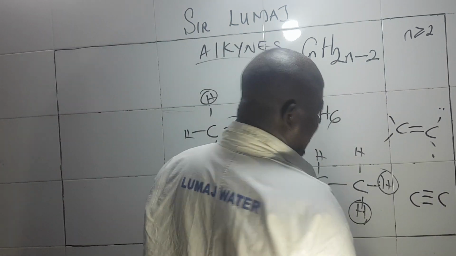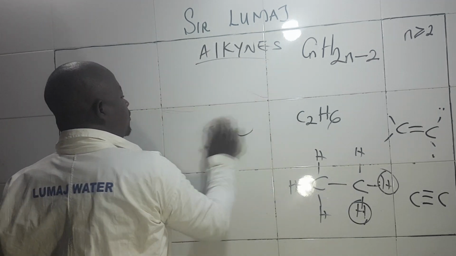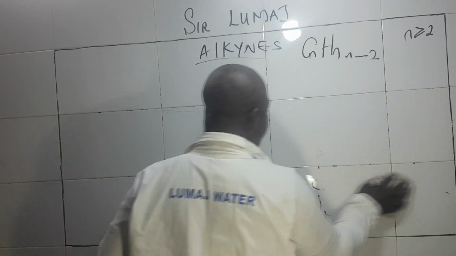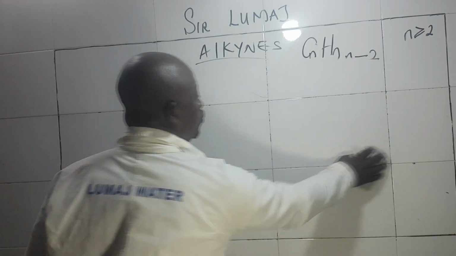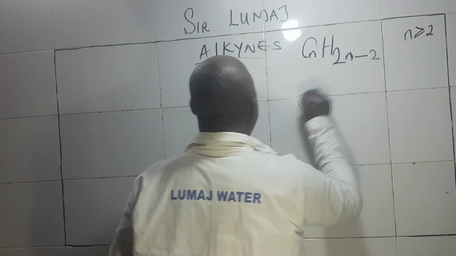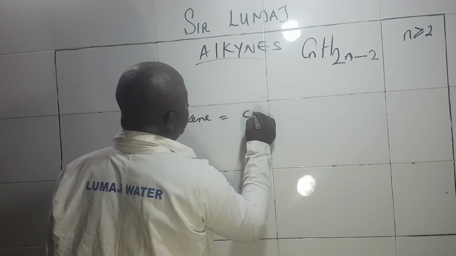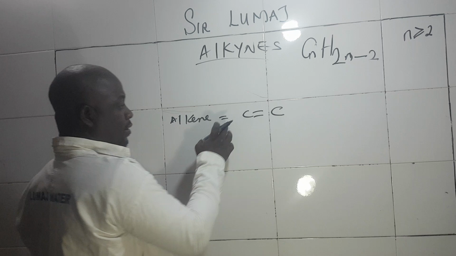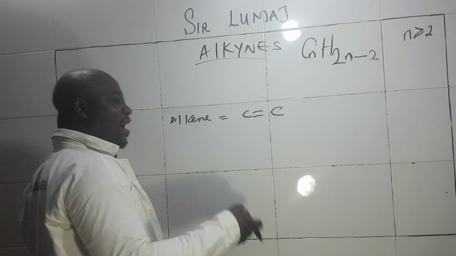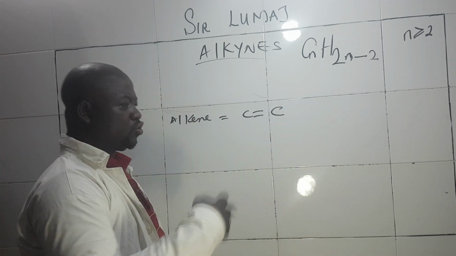So for alkenes, we have a carbon to carbon double bond. I believe you all understood how we got the carbon to carbon double bond. Now for alkyne, I told you two hydrogen atoms will also be knocked off.